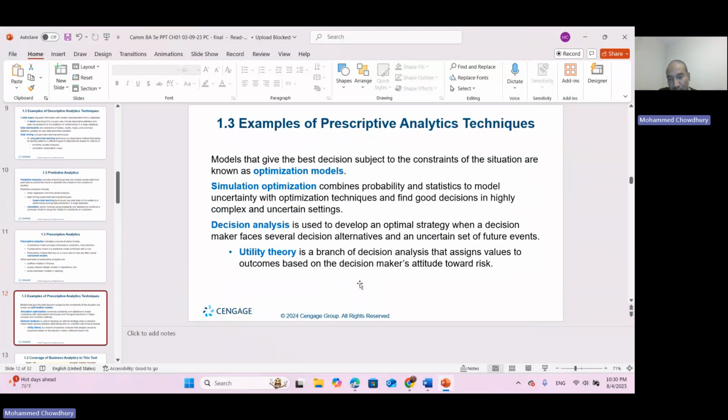Okay, simulation optimization combines probability and statistics to model uncertainty with optimization techniques and find good decisions in highly complex or uncertain settings. So decision analysis is used to develop an optimal strategy when a decision maker faces several decision alternatives and an uncertain set of future events. So there could be, we do not know, an uncertain set of future events, right? Who would be our new competitor? For example, now take a look at that.